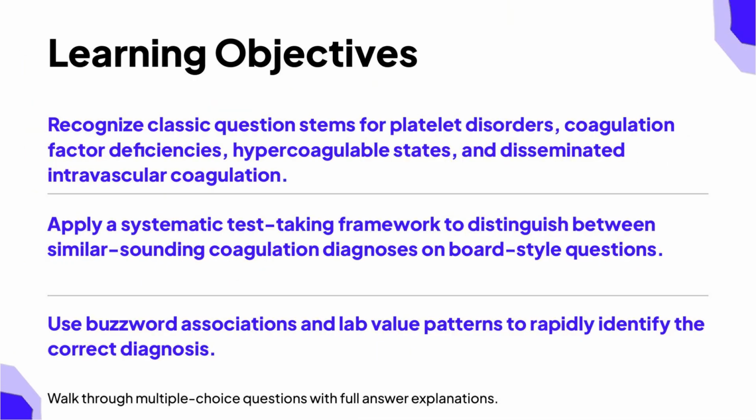Here are our learning objectives for today. We want you to walk away able to recognize classic question stems for platelet disorders, coagulation factor deficiencies, hypercoagulable states, and disseminated intravascular coagulation. We will apply a systematic test-taking framework to distinguish between diagnoses that can look very similar in a question stem. You will learn to use buzzword associations and lab value patterns to zero in on the right answer. And we will walk through full multiple-choice questions, explaining every answer choice. For deeper concept review, refer to the Hematology chapters in First Aid for Step 2 and your preferred question bank.